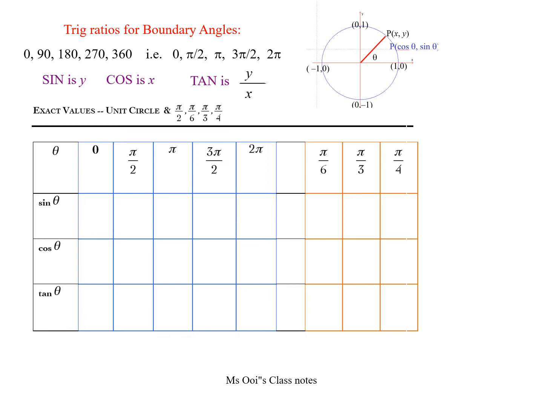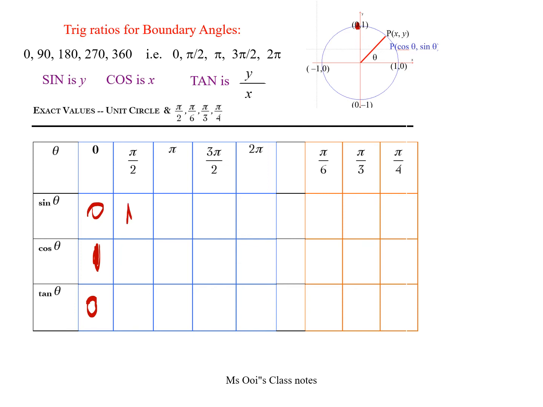So you got 1, 0. So sine of 0, which is the y coordinate, is going to give you 0. Cos of 0 is 1, because that's the x coordinate. And then tangent is basically 0 over 1, which is 0. Whenever sine is 0, tangent will be 0. And then pi over 2 is that corner. So we have a y value of 1.